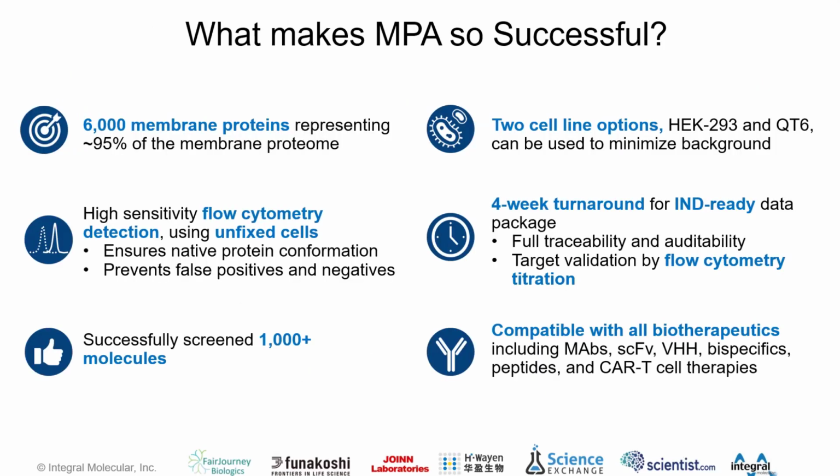To finish out my portion of the webinar, I just want to briefly summarize the things we discussed about what makes the MPA so successful. From having the largest collection of proteins at 6,000 total proteins, to performing everything on unfixed cells by flow cytometry and having 2 different cell lines. These things all really help ensure native protein conformations and prevent false positives and negatives. We do offer quick turnaround times, resulting in an IND-ready report that is accepted by the FDA, and we can screen all different types of biotherapeutic modalities and have done so for over 1,000 molecules.